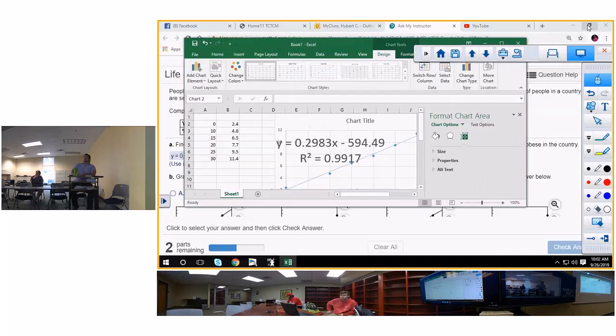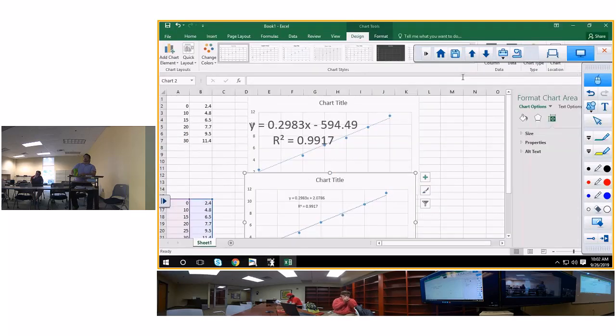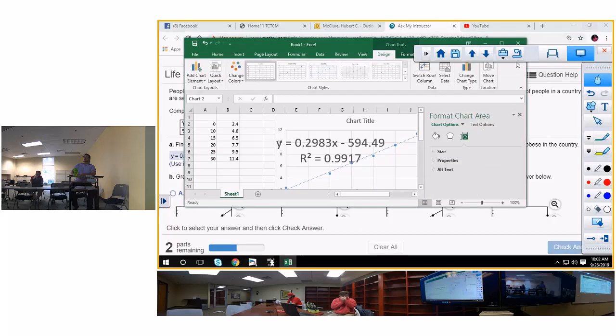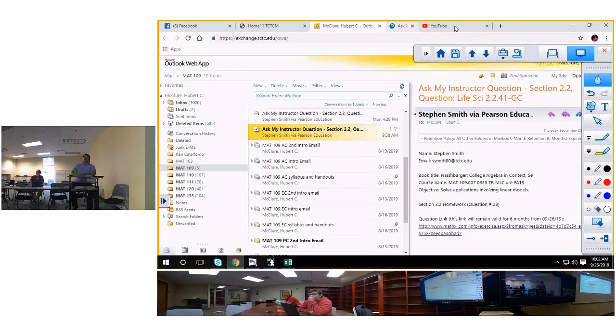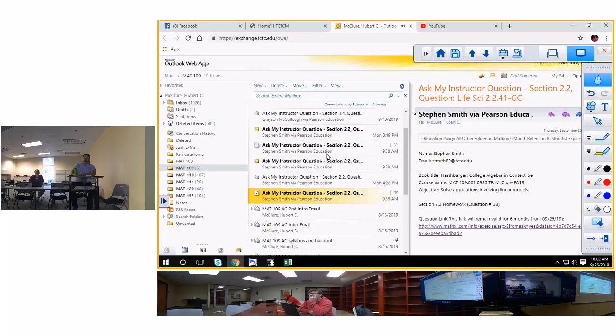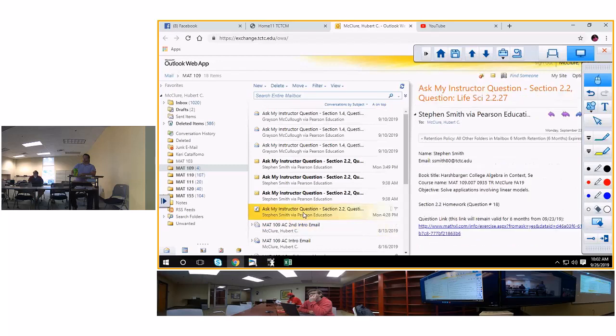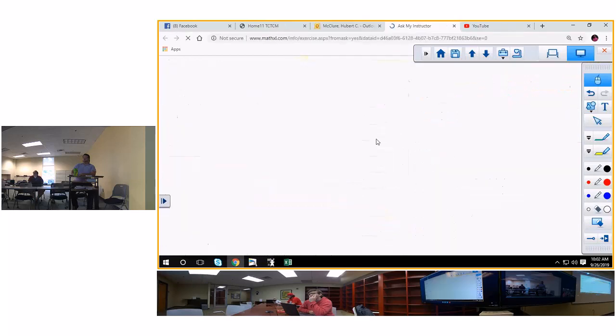I can't speak for Excel, but I guess you could do it by hand, but if you did it by hand, it'd take you forever. So we'll just lean on both of them. Use both of them and make sure they come out with the same answer. Okay, next. That was that one. This one, 18, is that the same one?